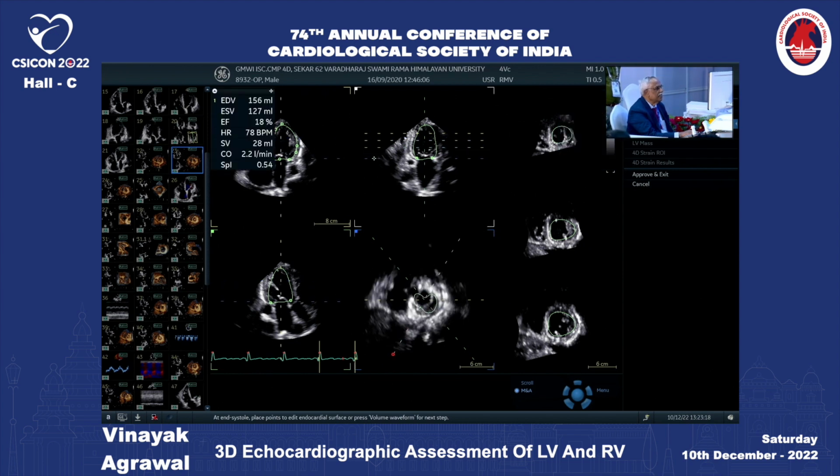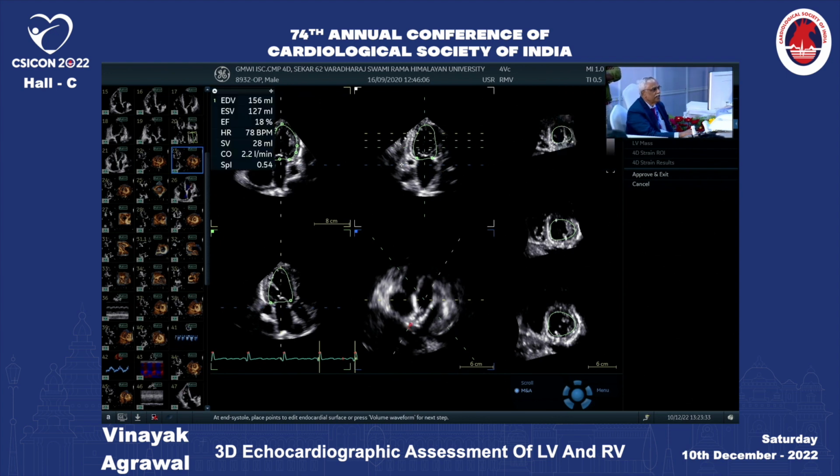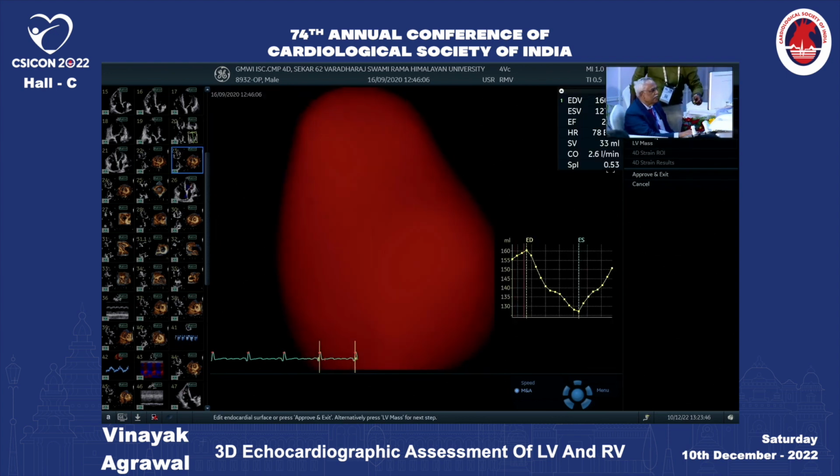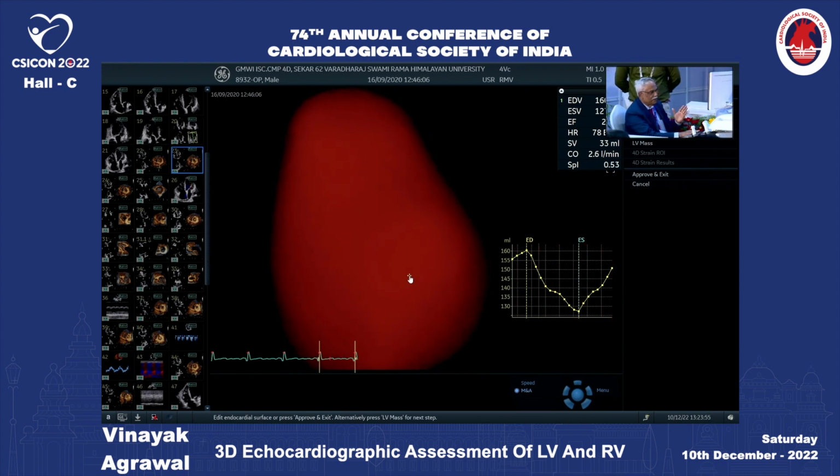You can see here the end diastolic volume is 156, end systolic volume is 127. The ejection fraction comes to about 18. What we got by 2-dimensional echocardiogram was about 20. By 3D, it is 18. Then we can go to the volume waveform. This is the left ventricular volume cast, which you can obtain from the 3-dimensional echocardiogram. The frame rate is about 29 volumes per second.